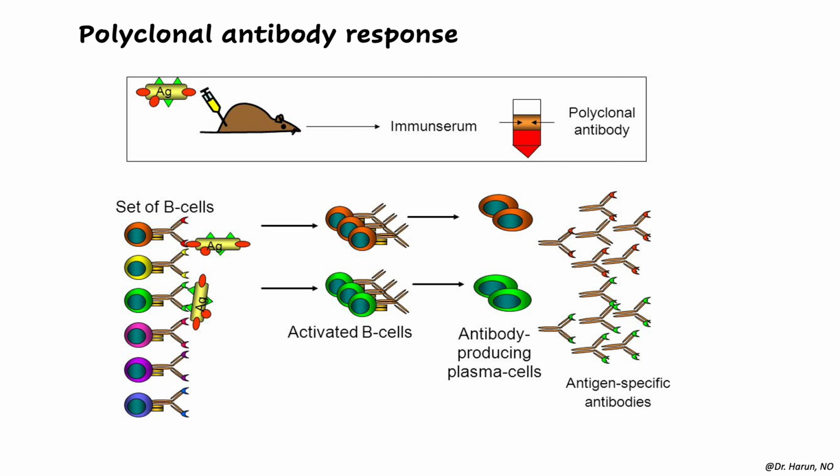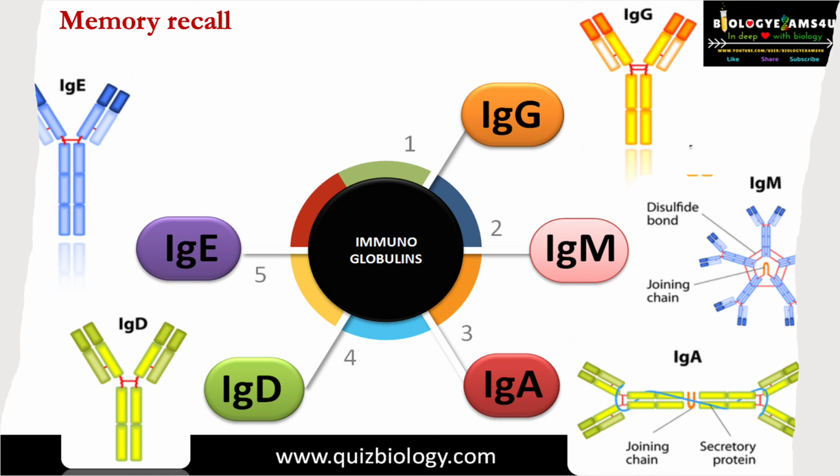Okay, untuk polyclonal antibody response, as you can see that this is how it looks like. The antigen akan be injected into the mouse, lab mouse especially. So later the researchers akan dapatkan the serum from this particular mouse, and then they are going to develop ataupun bangunkan the polyclonal antibodies. Okay. For memory recall, okay, this is the structure ataupun 5 groups of the immunoglobulin that been learned in this topic. Okay, G, M, A, D dan juga E.